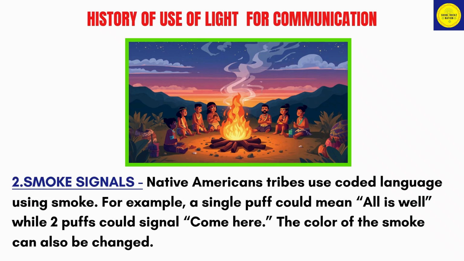2. Smoke signals. Native American tribes used coded language using smoke. For example, a single puff could mean all is well, while two puffs could signal come here. The color of the smoke can also be changed.